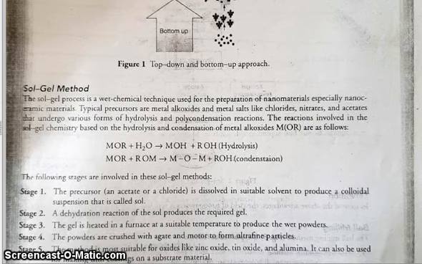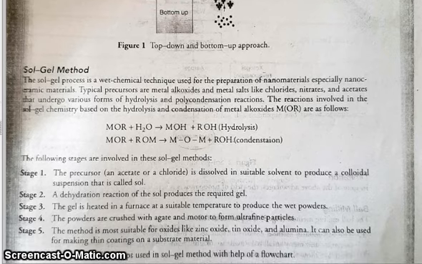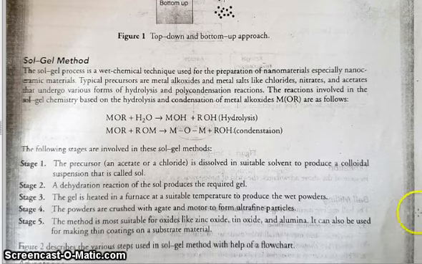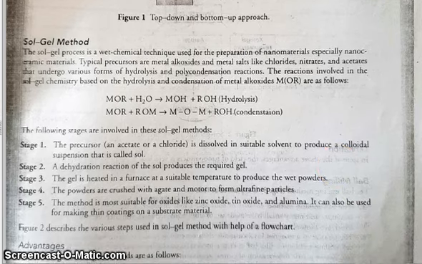reactions. The reactions involved in the sol-gel chemistry, based on the hydrolysis and condensation of metal alkoxide, are as follows. M-OR plus water gives rise to M-OH plus R-OH, that is hydrolysis. And the second is M-OR plus R-OM gives rise to M-O-M and R-OH, that is condensation, right? So the following stages are involved in the sol-gel method.